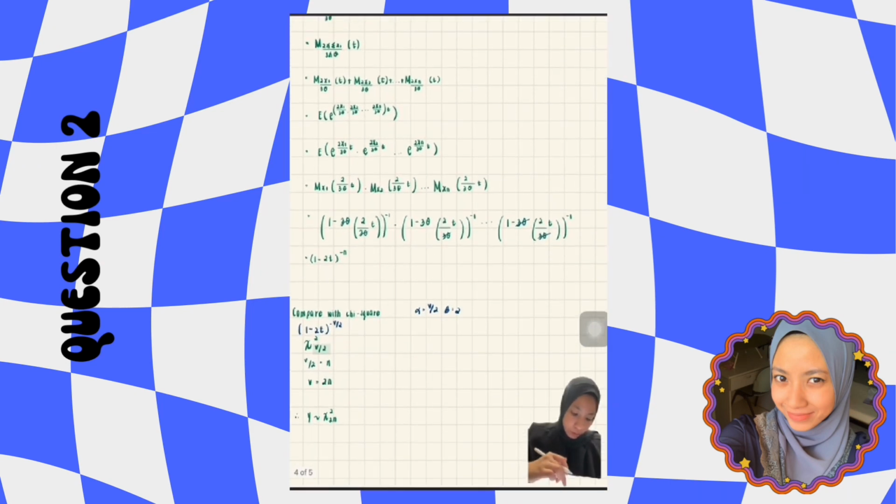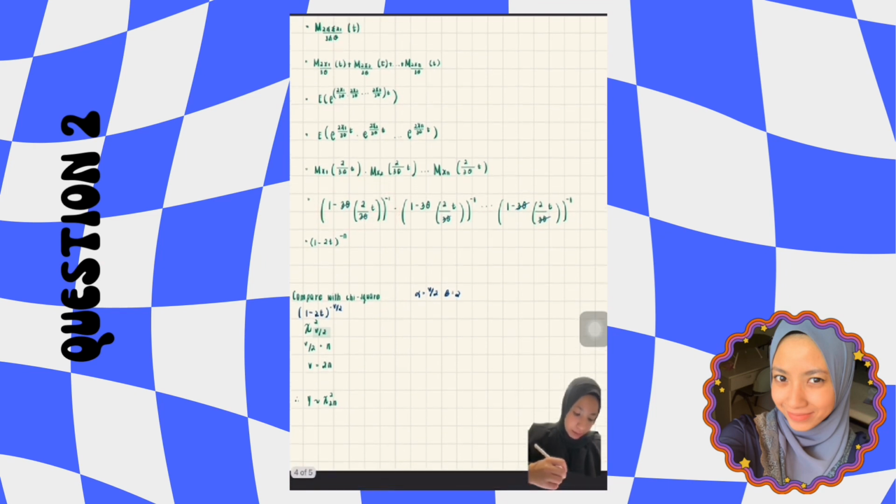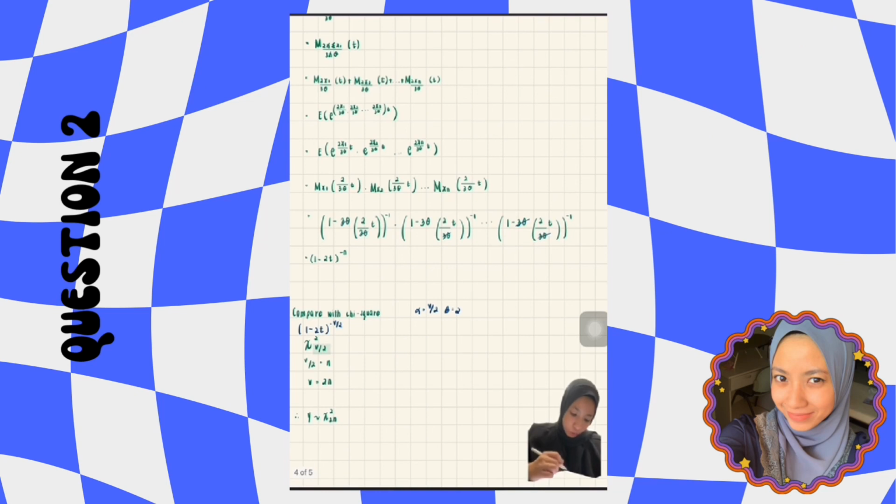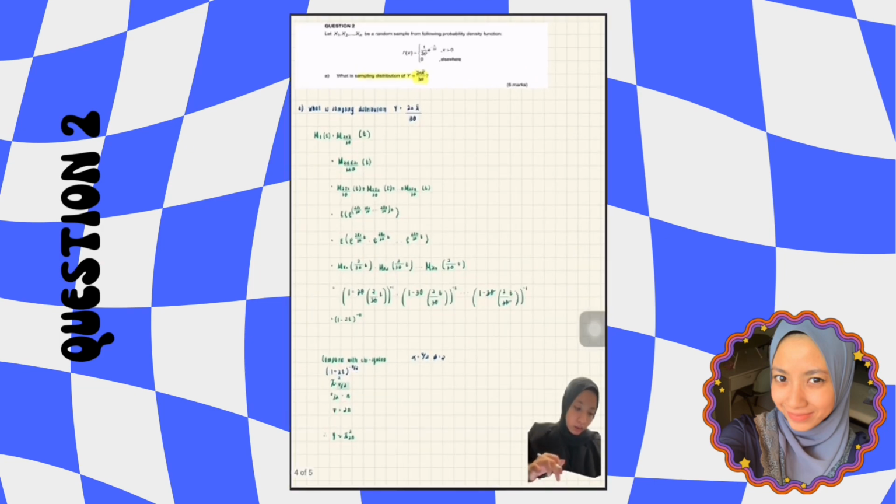Now we have to solve it until it goes back again to the moment function, which is 3 theta over 3 theta. Okay, next we have to compare with the chi-squared and we have to find the value of v, which is 2n, and we will get the answer, which is y is chi-squared with 2n degrees of freedom. This is the answer for question 2a.